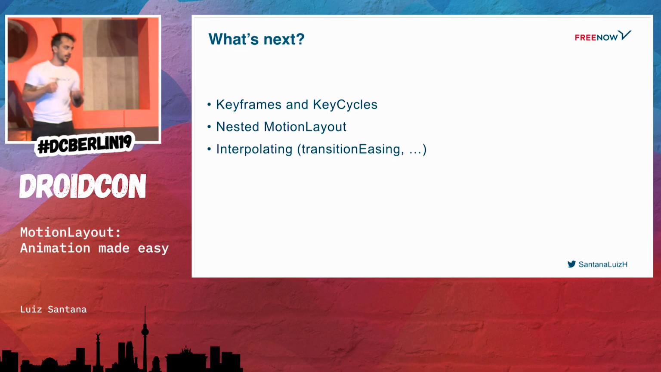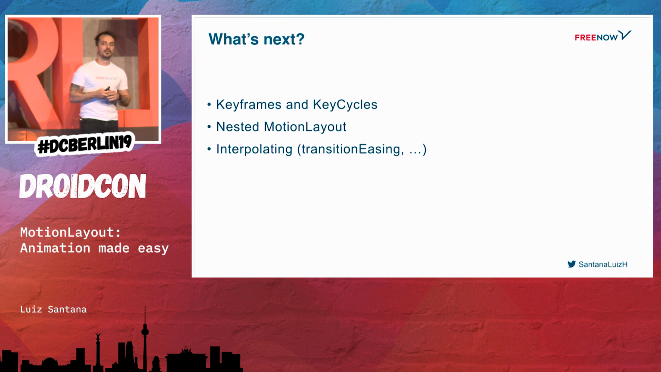But I would also like to say what's next, which is keyframes and key cycles. I think that's what you would like to dig into once you get an understanding of it. Nested motion layouts and the whole interpolation and transition. As you could see, I did the transition with the speed. Once you drag a little bit, it does the easing, and then it slowly comes back, but you can update those easing transitions and so on.